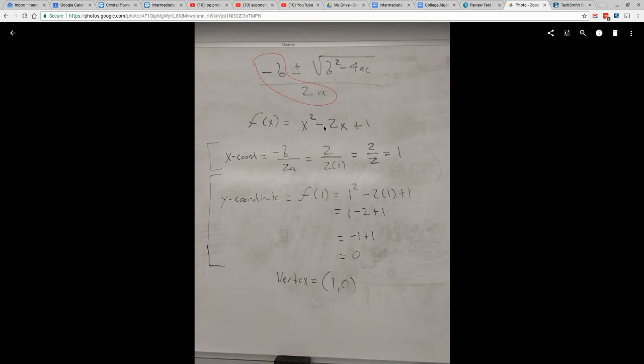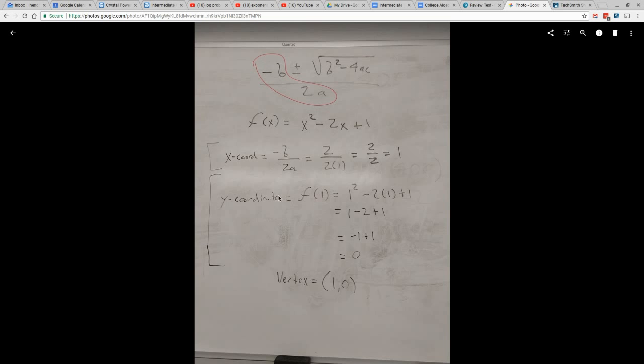So I plug in negative b, which is really positive 2, right? Over 2 times a, which is 1, so 2 times 1. That's 2 over 2, or 1. Okay, so the x-coordinate of my vertex is 1.